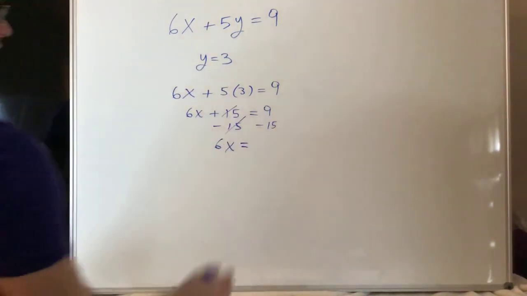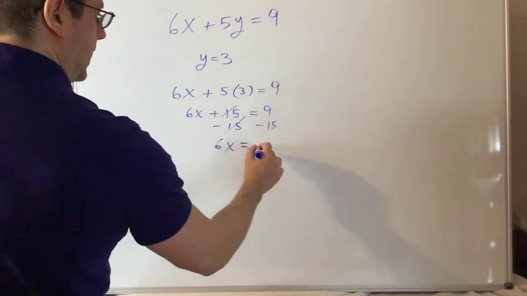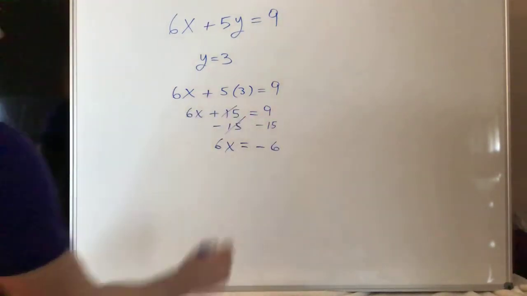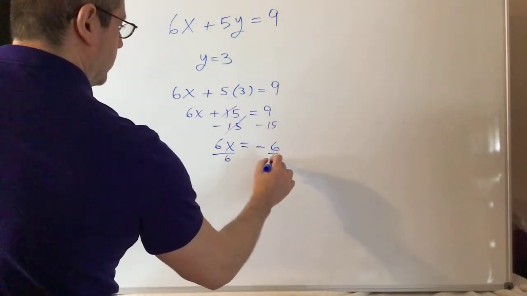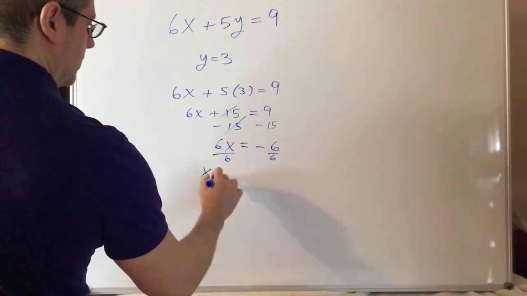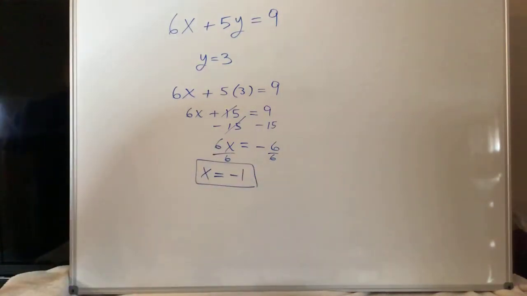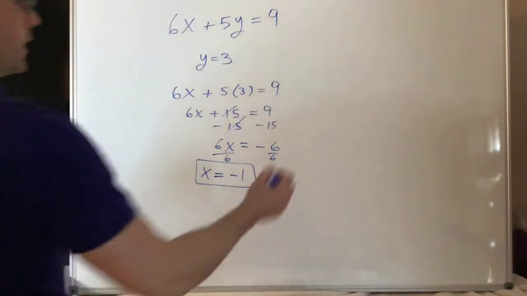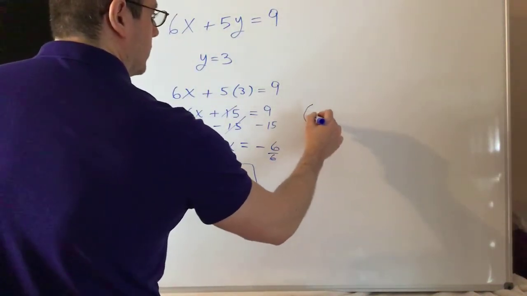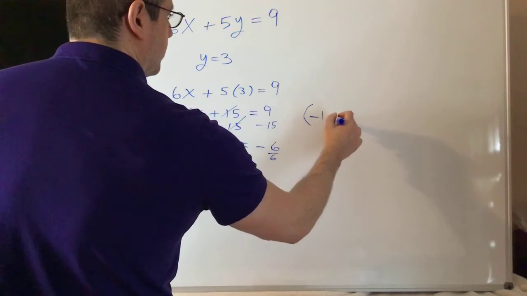Negative 15 plus 9. If you owe me $15 but you pay me 9, you still owe me 6. Divide by 6. Negative 1. That's your point. This is the point where the lines meet.